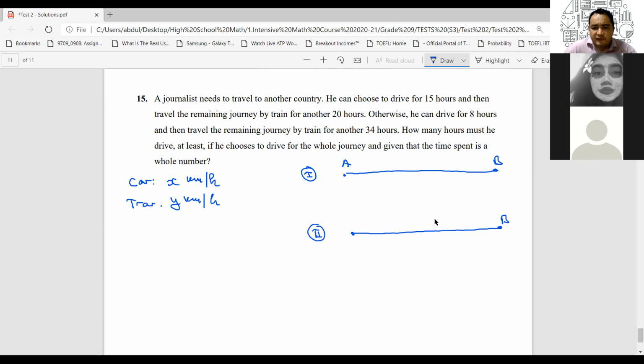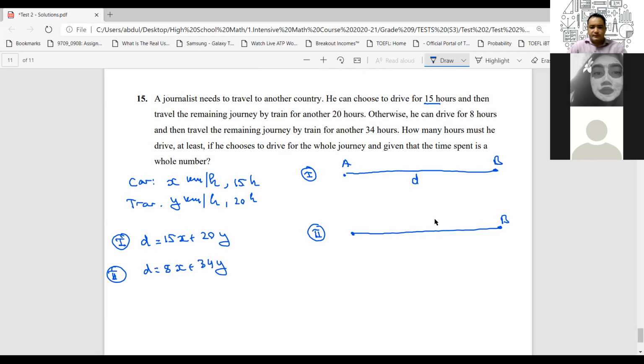So in the first case, 15 hours by car, and let's say the distance between these two cities is equal to D. First he travels by car for 15 hours, by train 20 hours. So that means D is 15x plus 20y. And how about the second case? Otherwise he can drive for 8 hours and then travel the remaining journey by train for another 34 hours.